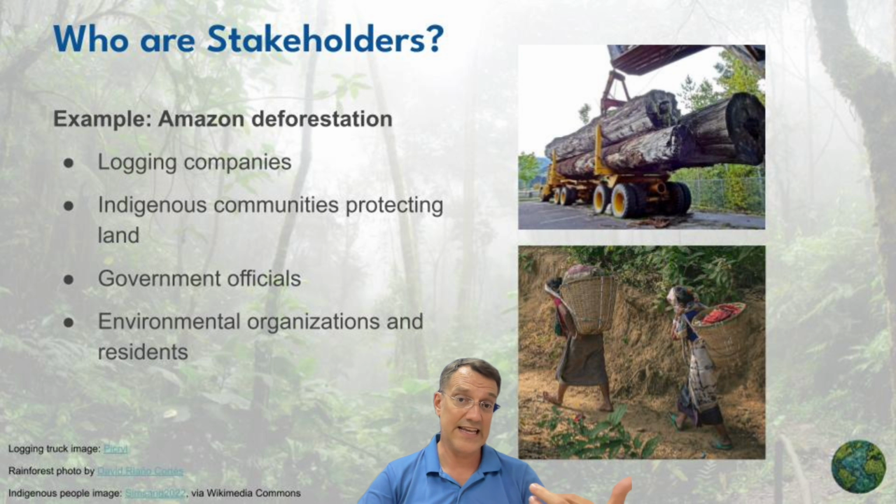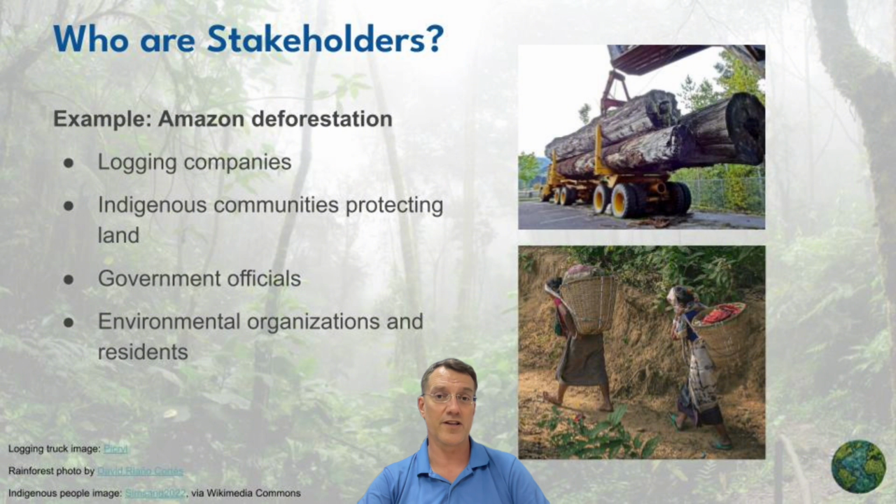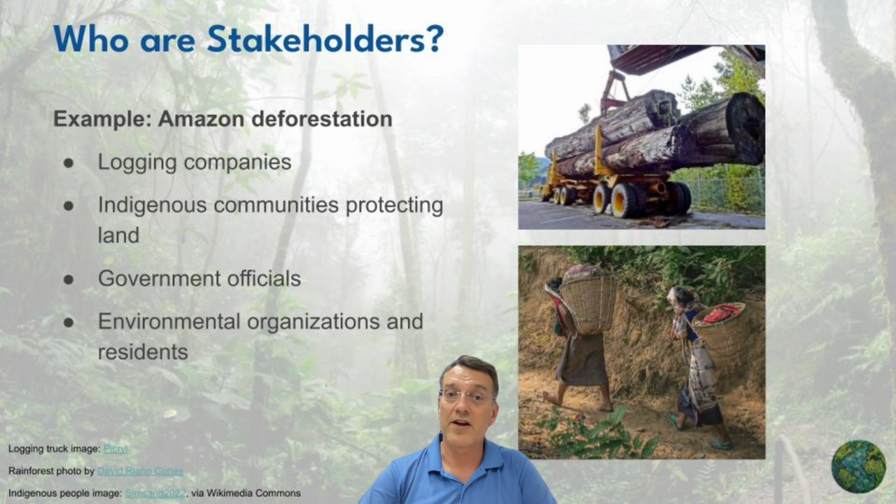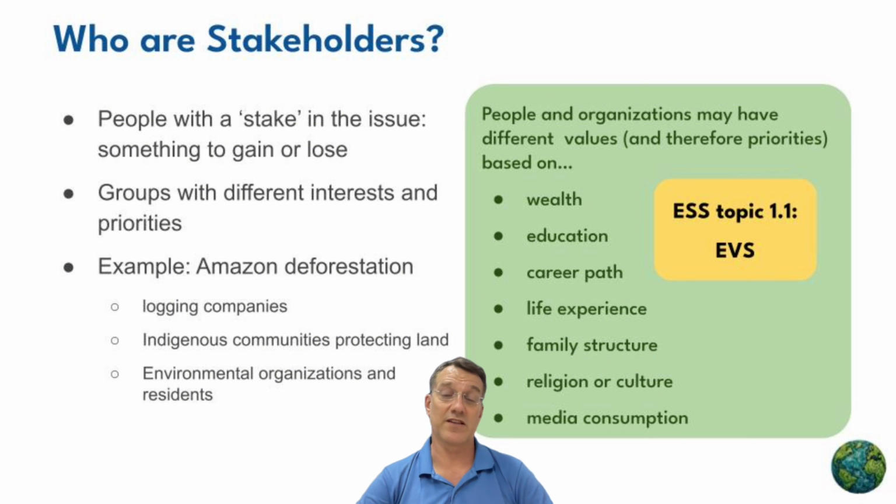For example, in a debate about protecting forest land, stakeholders might include logging companies worried about losing income, indigenous communities protecting sacred sites and traditional lands, local residents concerned about flooding if forests are cleared, government officials that are balancing economic development with conservation, and environmental organizations that are focused primarily on biodiversity protection. Each of these groups has legitimate concerns, but their priorities are going to conflict. That's where these tensions arise.